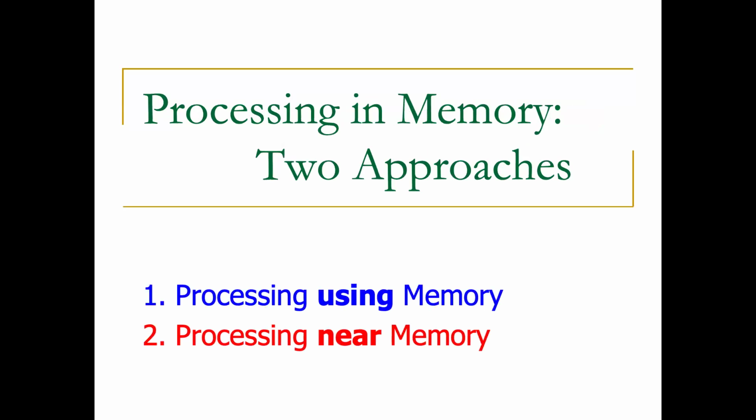I will now define two types of processing in memory. I think there are two fundamentally different types in terms of nature of processing. And I'm going to pick processing using memory first. Let's see if we can finish this one. I believe we'll finish this one. I don't know how far we will get in this one.